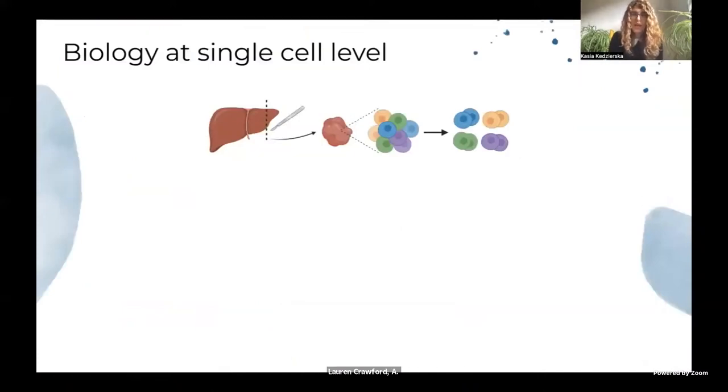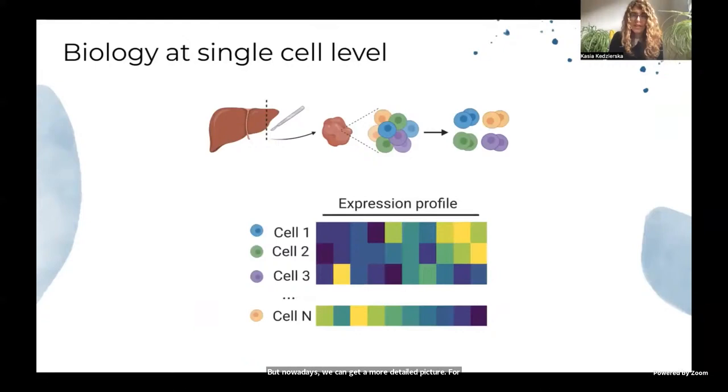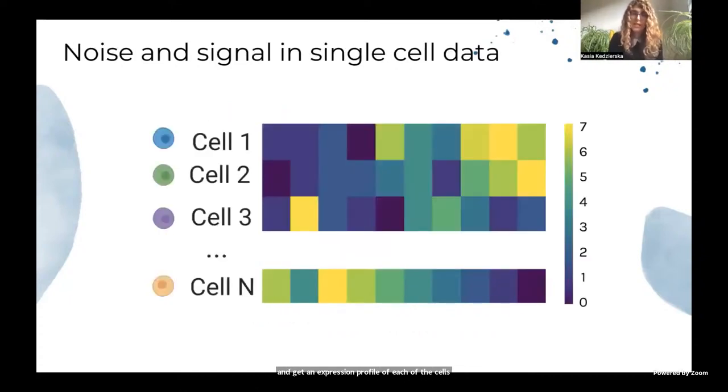When we dissect a tissue, we get a set of different cells, and before the advent of single-cell technologies, we would only be able to get a readout across the average of those cells. But nowadays, we can get a more detailed picture. For example, we can run a single-cell RNA-seq experiment and get an expression profile of each of the cells separately. Let's look at this matrix that is an output of the single-cell RNA-seq. We have cells in rows and genes in columns, and each position of that matrix will tell us about the level of expression of a given gene in a given cell.